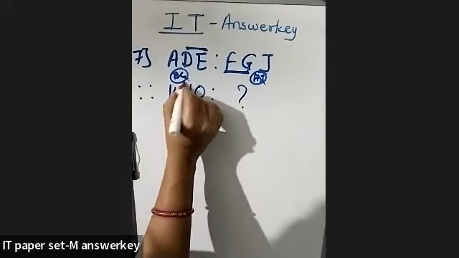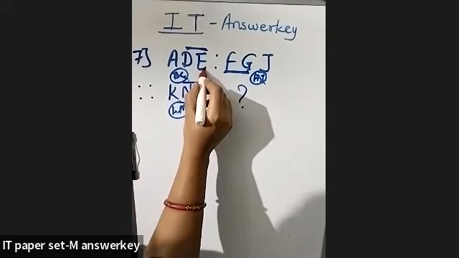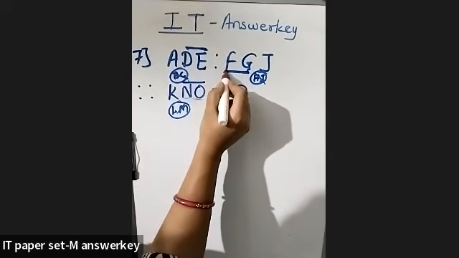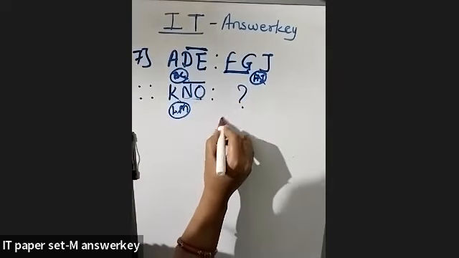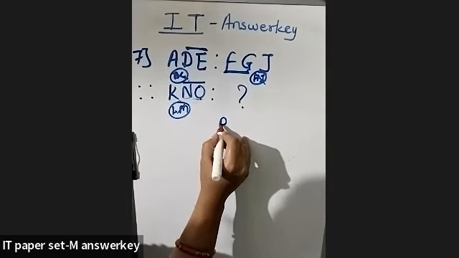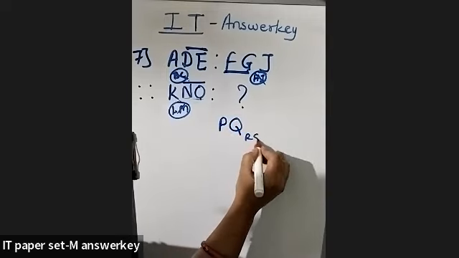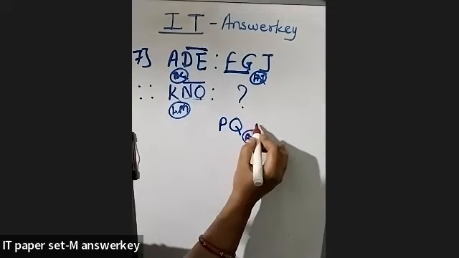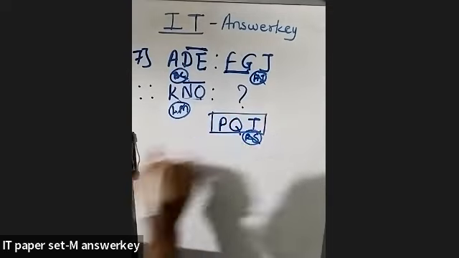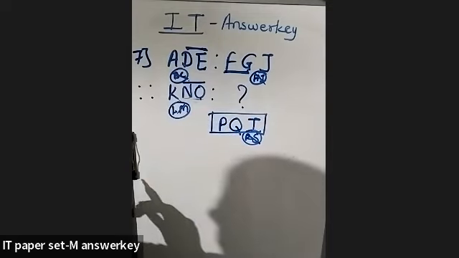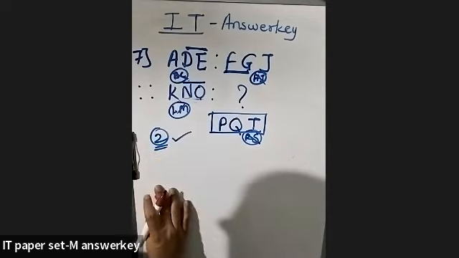So, in the next, last letter is E. After E, there is F. So O. After O, there is P. So first letter will be P. P, Q, R, S is dropped and next letter is T. So the correct group is P, Q, T. That is option number 2. P, Q, T is the right answer.